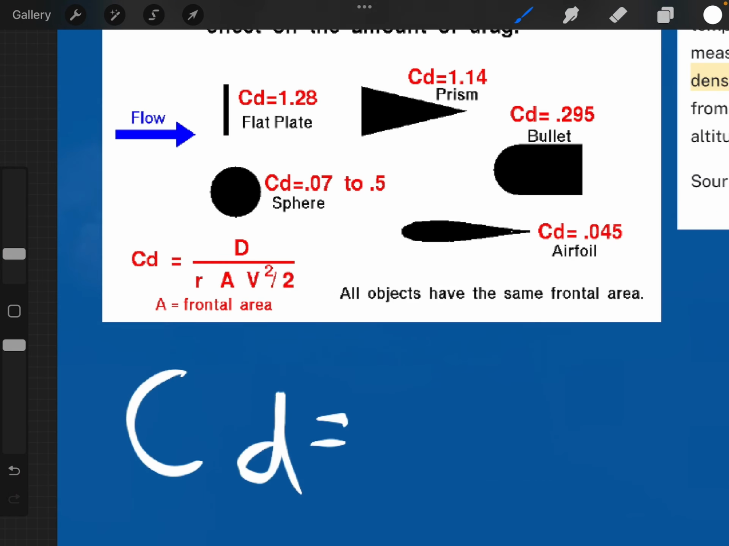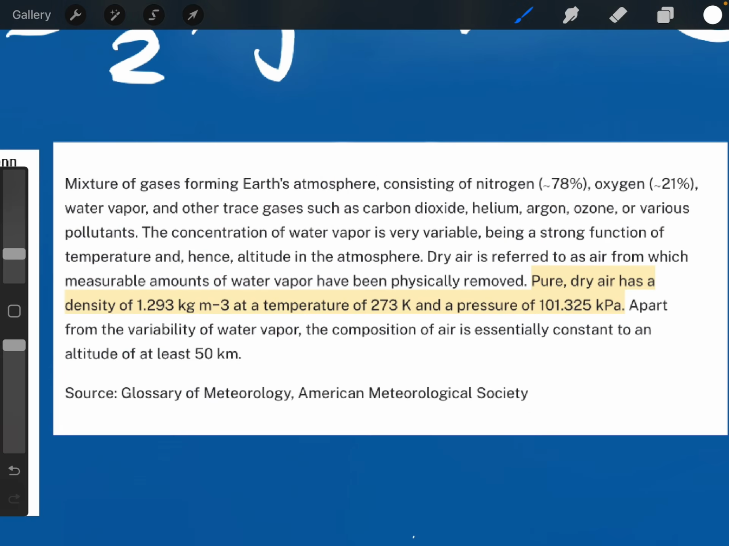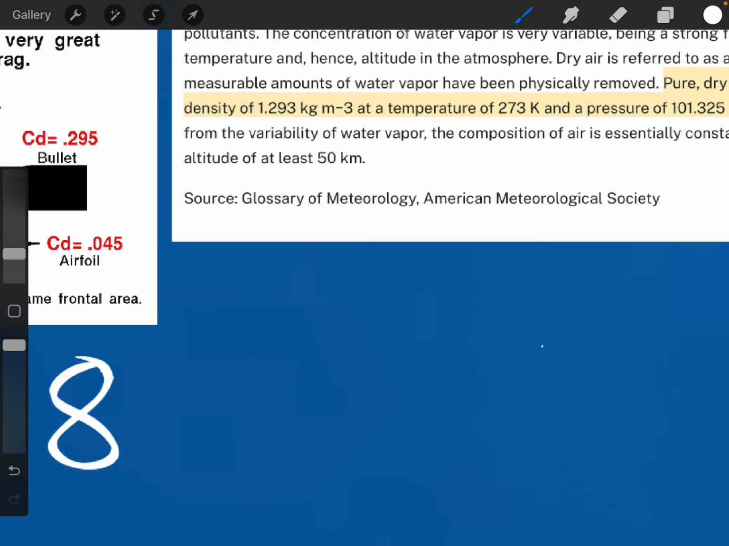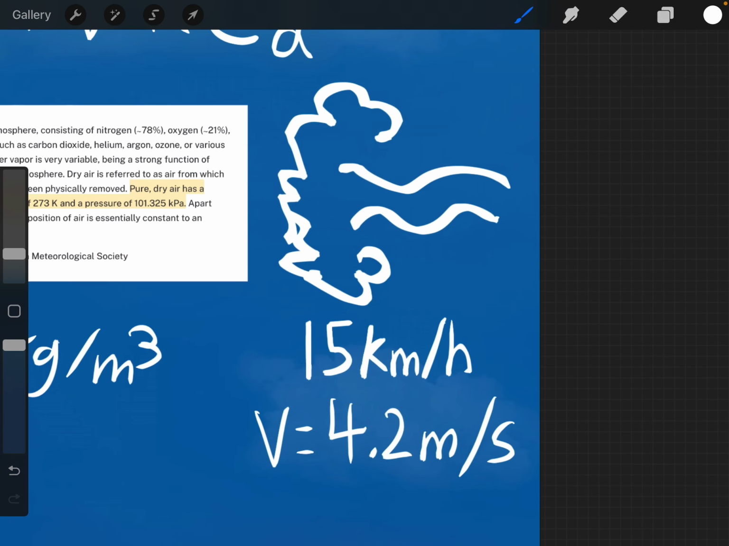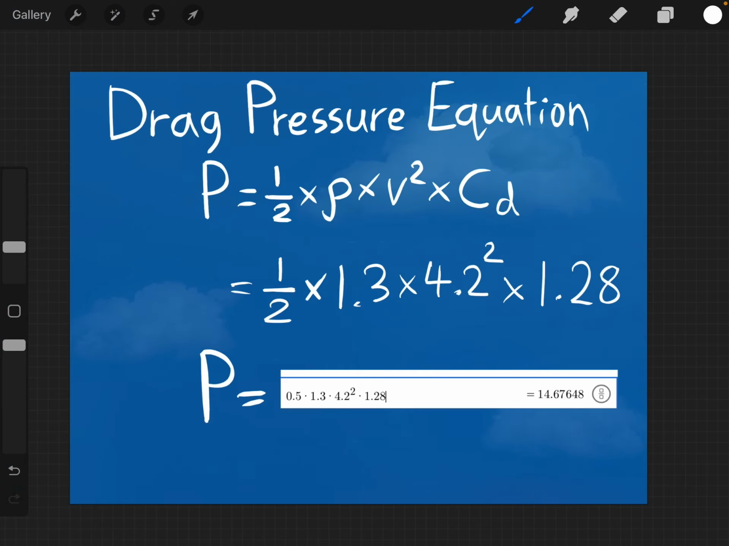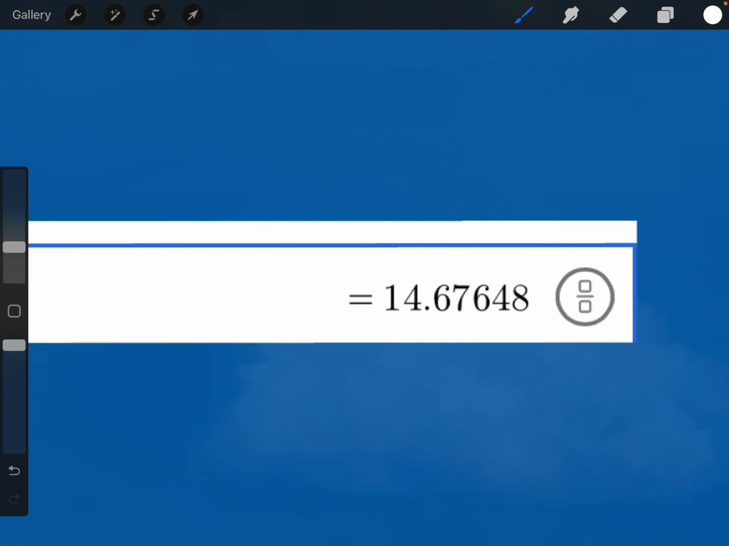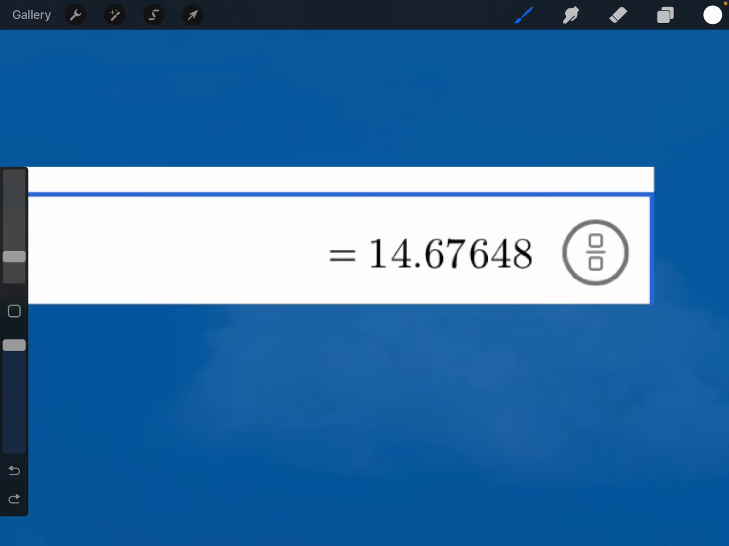Let's say, for example, that the drag coefficient is going to be 1.28 because we're dealing with a flat sail. The density of the air is going to be 1.293, or we'll just round that up to 1.3 kg per meter cubed. And we'll assume on this day that the wind has a velocity of 15 kilometers per hour, or 4.2 meters per second. We find that we have a drag pressure of 14.67648 pascals, which for argument's sake we can round up to just 14.7.